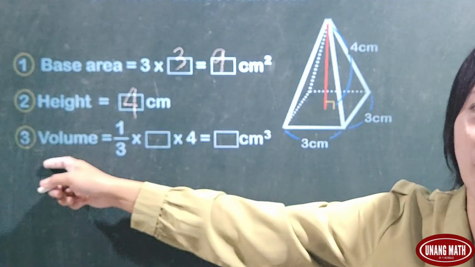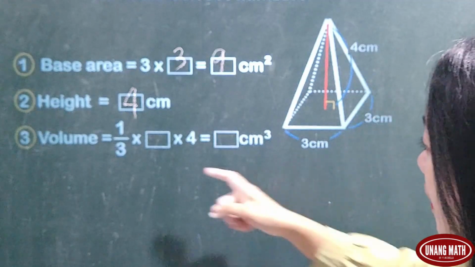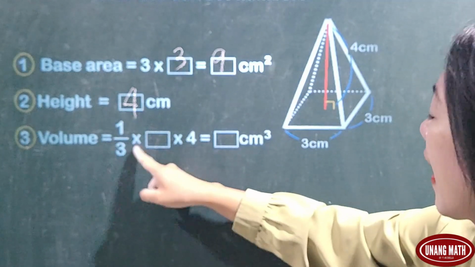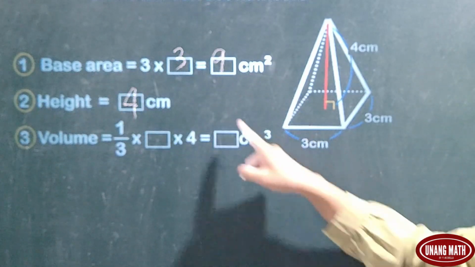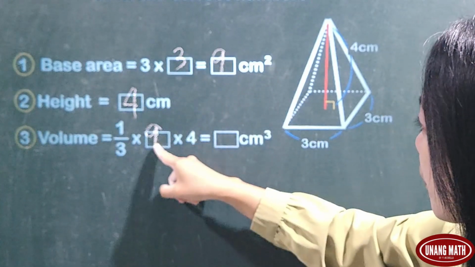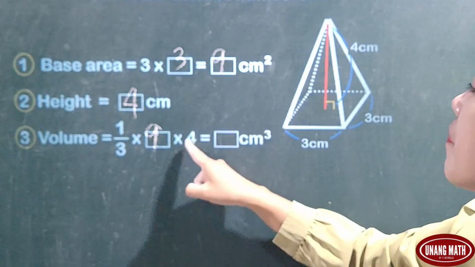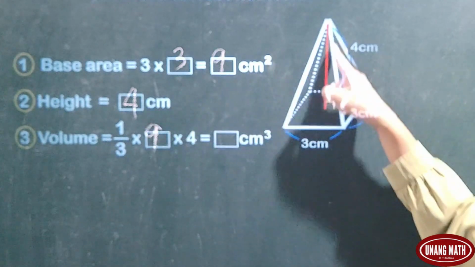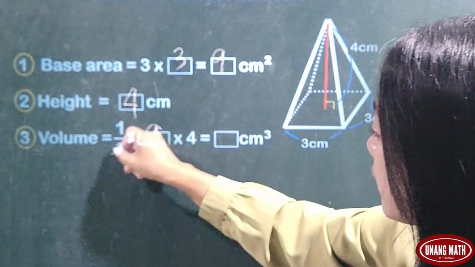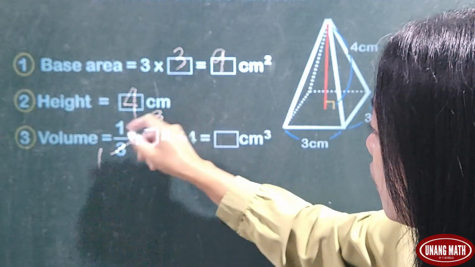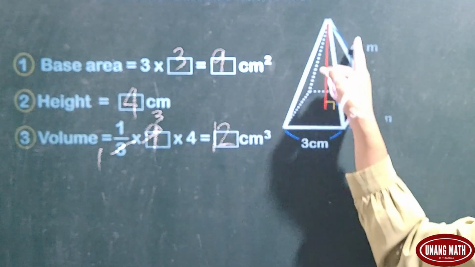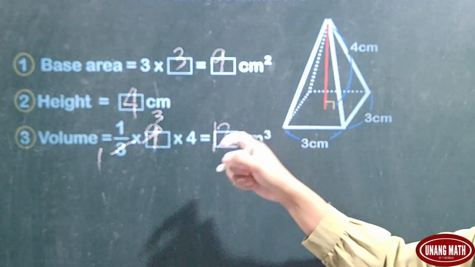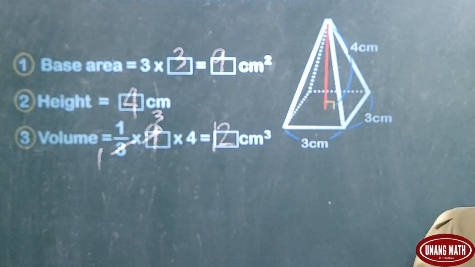And to get the volume of this pyramid, 1/3 times the area of the base, which is 9 square centimeters, times 4, that's the height of the pyramid. If we simplify, this is 3. So 1 times 3 times 4, and this is equal to 12. So the volume of this square pyramid is 12 cubic centimeters.